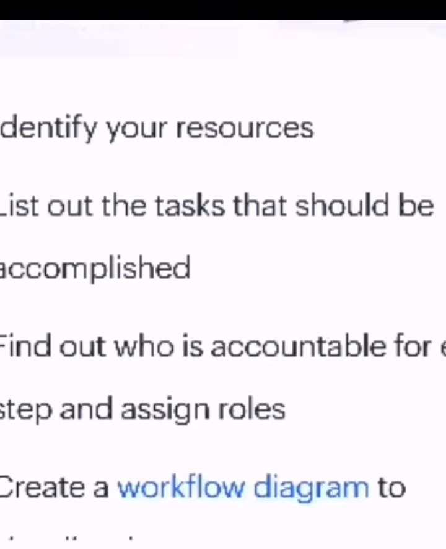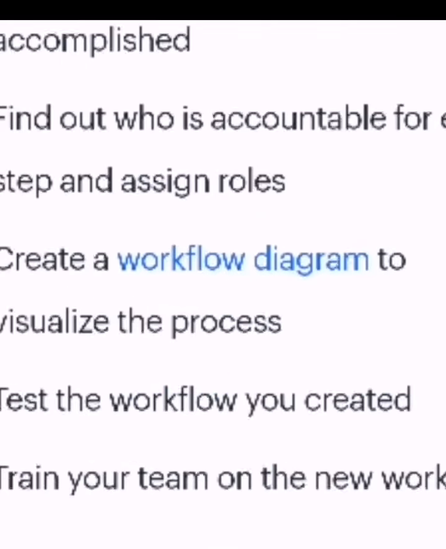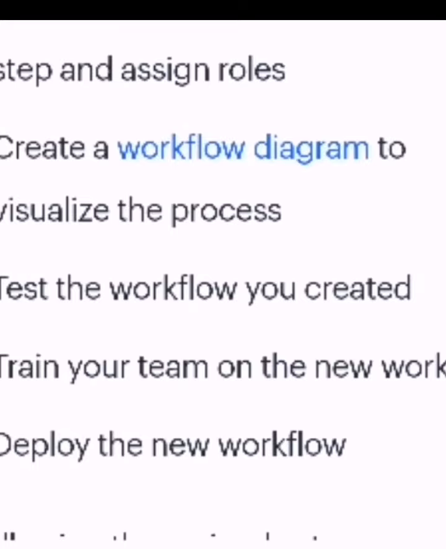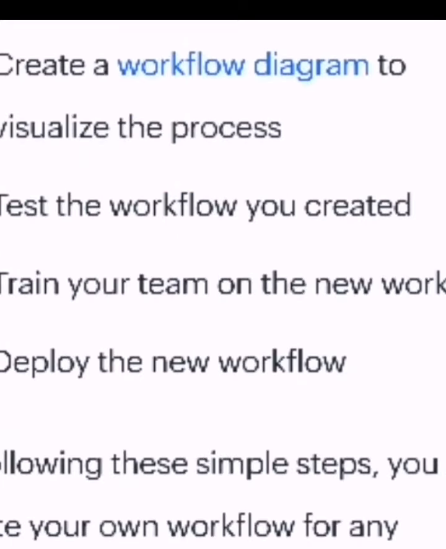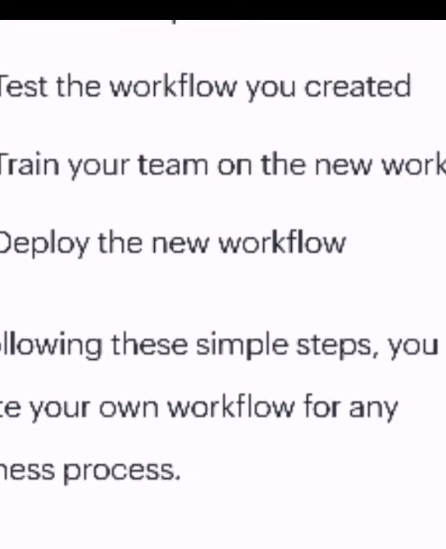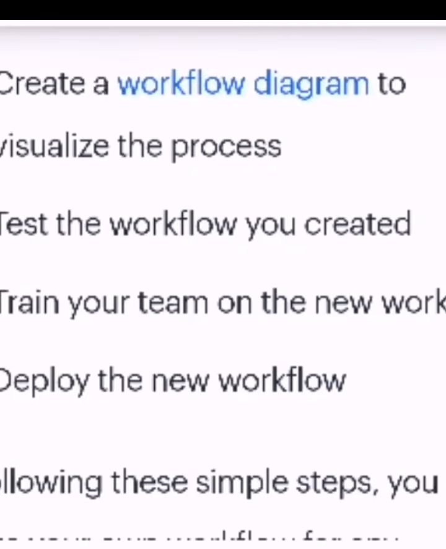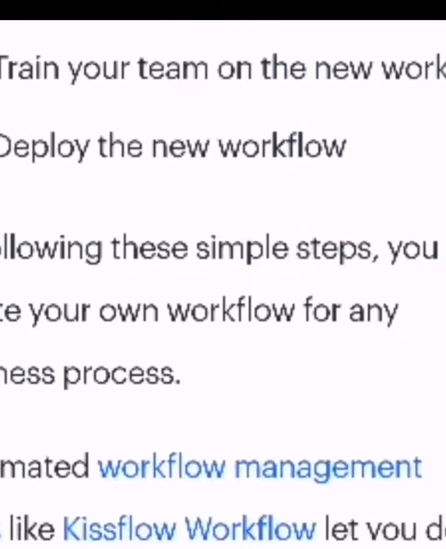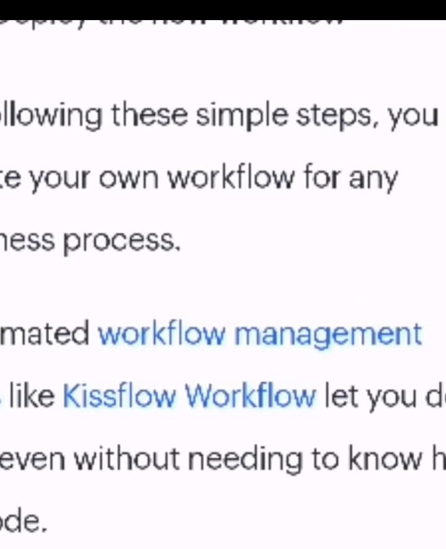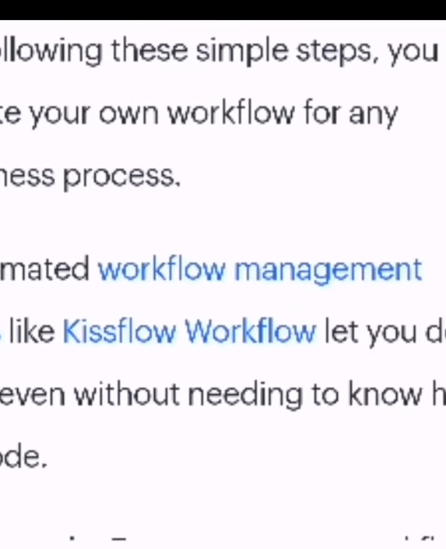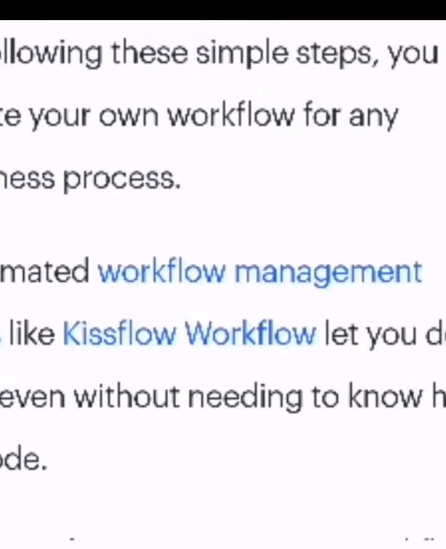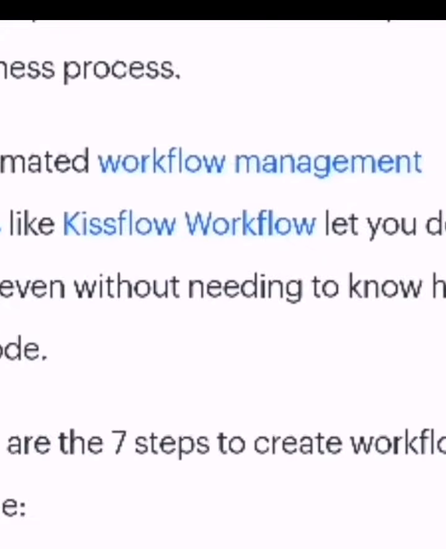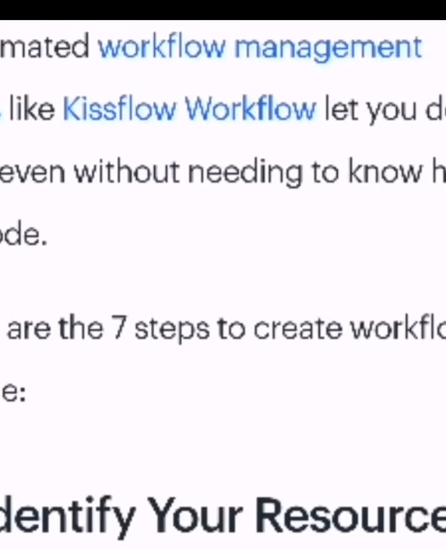Number 1, identify your resources. Number 2, list out the tasks that should be accomplished. Number 3, find out who is accountable for each step and assign roles. Number 4, create a workflow diagram to visualize the process. Number 5, test the workflow you created. Number 6, train your team on the new workflow. Number 7, deploy the new workflow. By following these simple steps, you can create your own workflow for any business process.